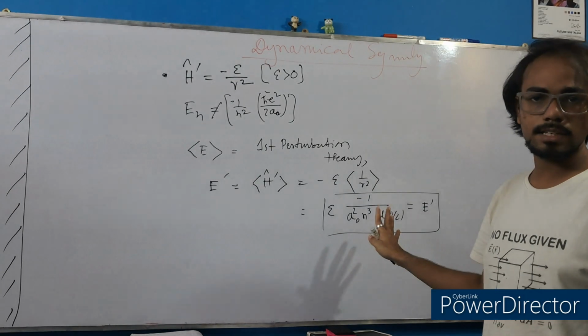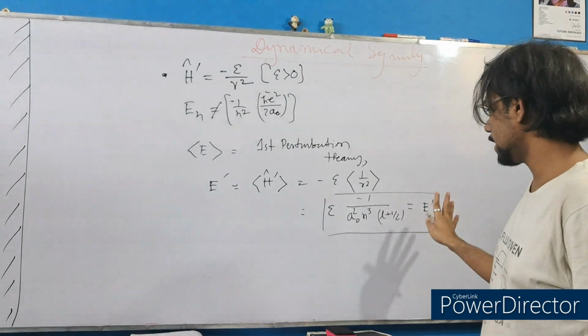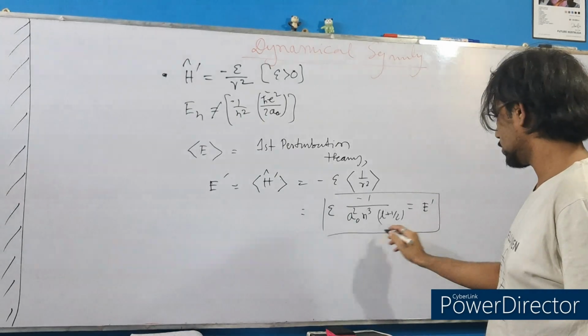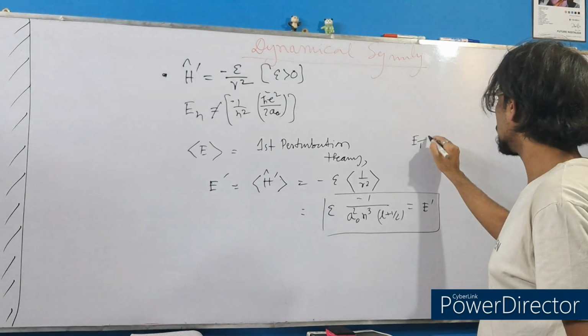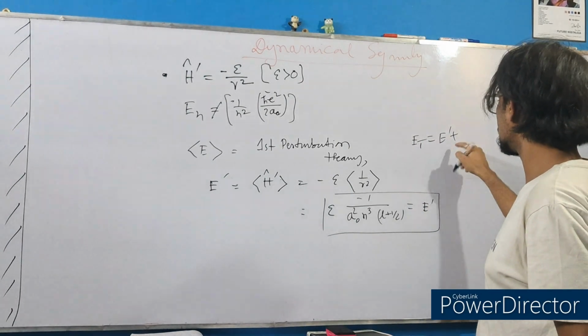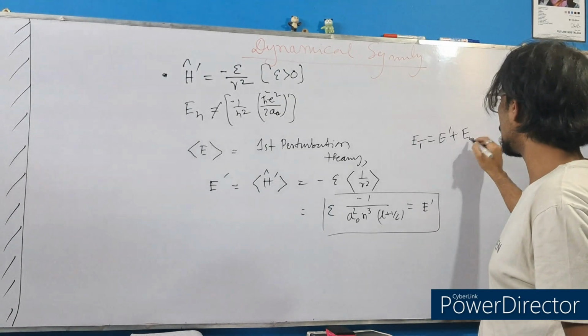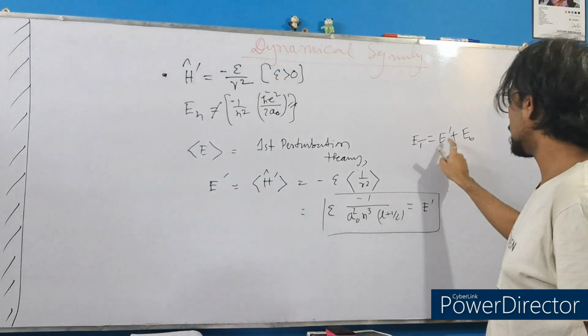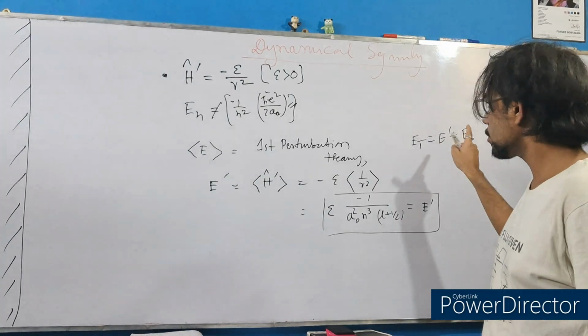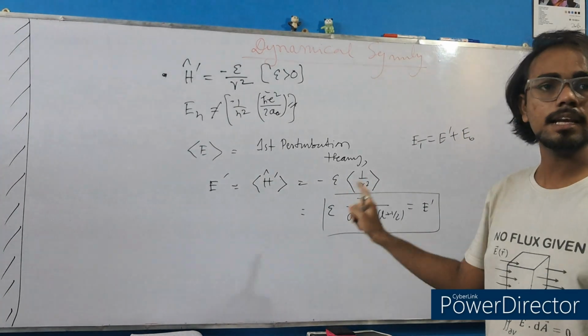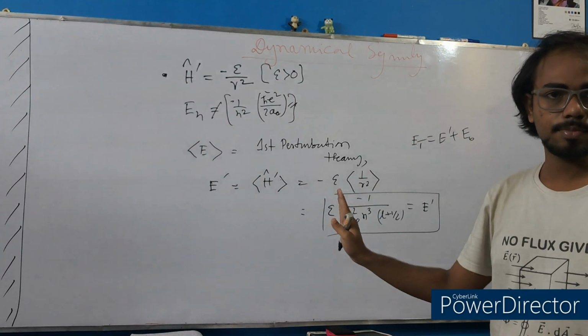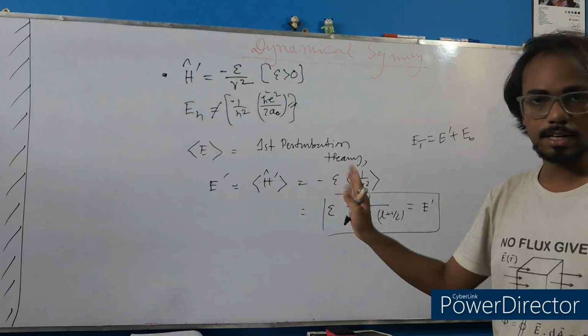Now we don't have that accidental degeneracy left, because our total energy, E total, will be E naught, which is our unperturbed energy, added with this E prime. So now E prime has a dependence on L, and the degeneracy in L is lifted.